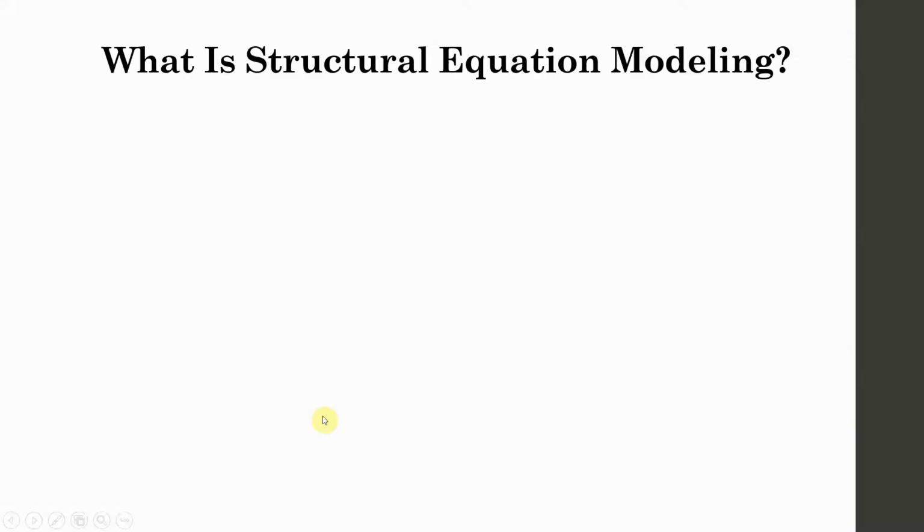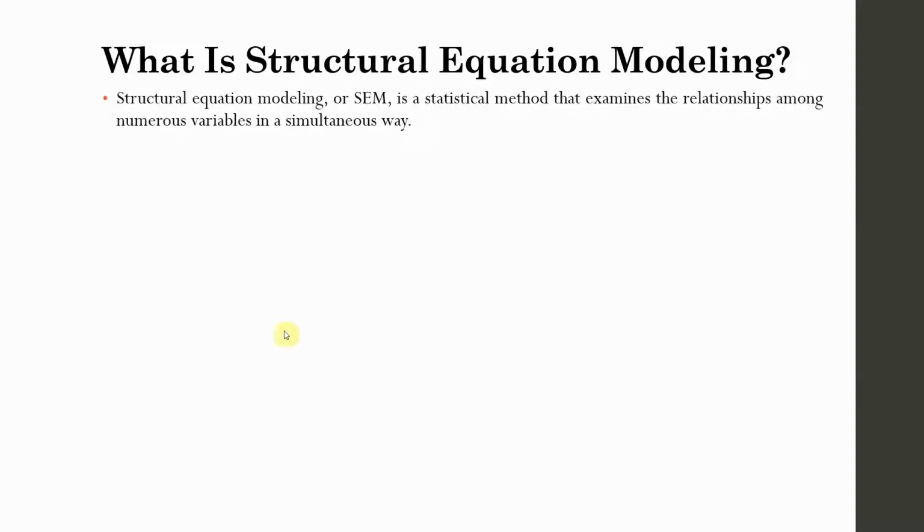So what is structural equation modeling? Structural equation modeling, or SEM, is a statistical method that examines the relationship among numerous variables in a simultaneous way. So you can have multiple variables in a model. You can have multiple independent variables, multiple mediating variables, multiple moderators, multiple dependent variables, all of them analyzed together. Now this is an added functionality which we do not have in first generation softwares like SPSS.